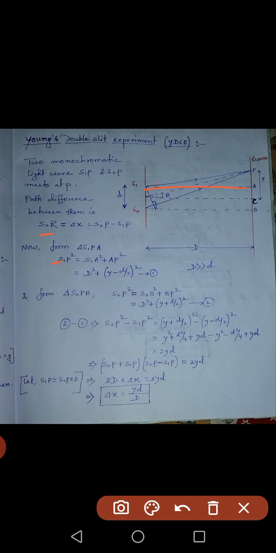This AC is equal to what? d by 2, half of small d. And similarly, this CB is also half of small d.